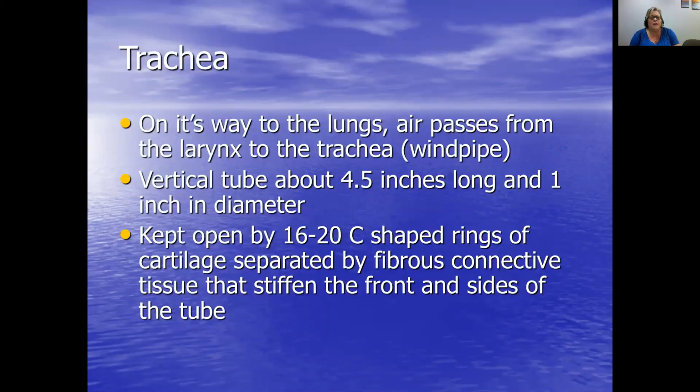Trachea is kept open by 16 to 20 C-shaped rings of cartilage separated by fibrous connective tissue that stiffen the front and the sides of the tube to keep it open so it does not collapse and interrupt airflow. And number 12 is the trachea.